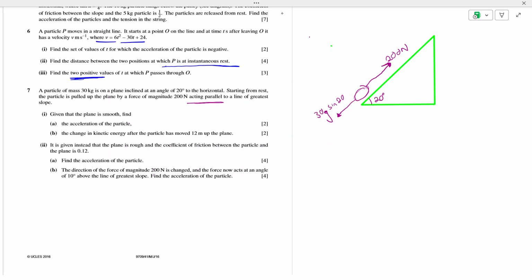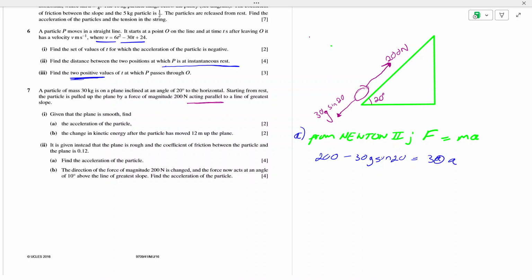So for part A, it's saying calculate the acceleration of the particle. I'm going to use Newton 2, from Newton's second law, which is the force is equal to ma, right? I want to find the acceleration using that. Since it's being pulled up, I'm going to take that as the positive direction. So 200, then this is the opposing force in the negative direction, the negative force, 30g sine 20. And then the mass is 30.